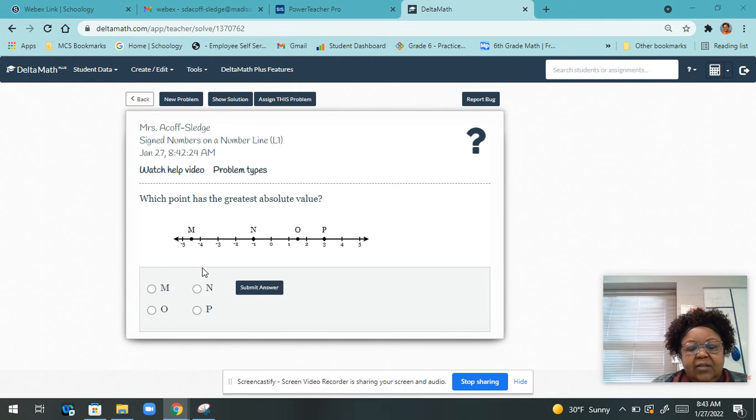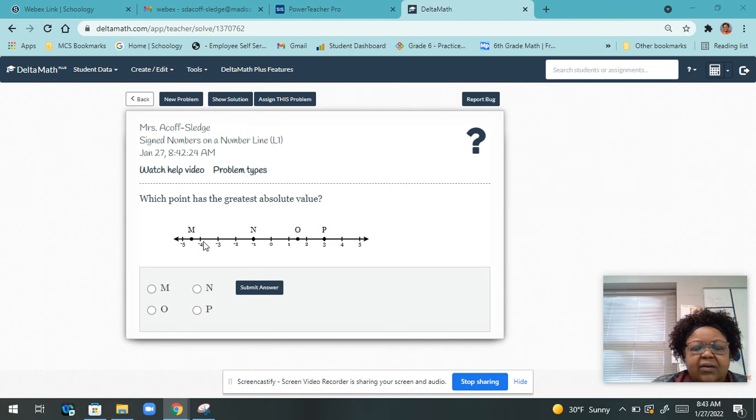But what you'll have to do is calculate the absolute value of each of these numbers. So P is 3. The absolute value of 3 is, of course, 3. The absolute value of O is, that's 1.5. Okay, so the absolute value is 1.5. That's a -1. So the absolute value is 1.